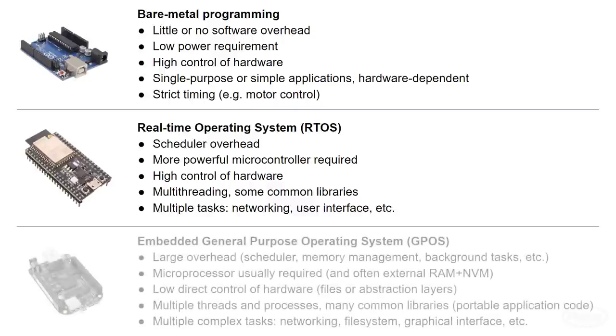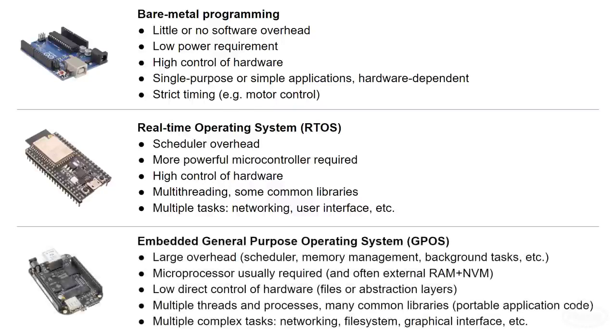Finally, we get to embedded general-purpose operating systems like embedded Linux. Note that running such an operating system requires essentially a full, tiny computer, as there is a huge amount of overhead, such as a scheduler, memory management, and a variety of background tasks that need to run. You'll almost always need to move to a more powerful microprocessor and have access to external RAM and non-volatile memory like an SD card. The good news is that you have access to a very fast CPU in the hundreds of megahertz or gigahertz and lots of memory, sometimes gigabytes.